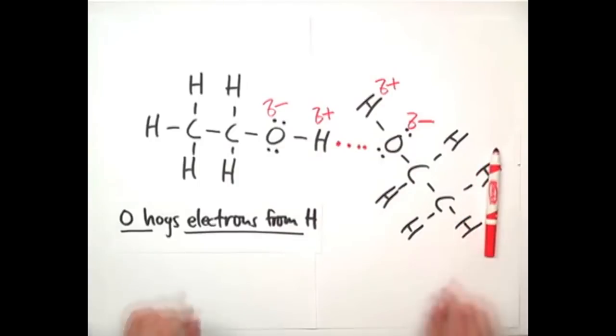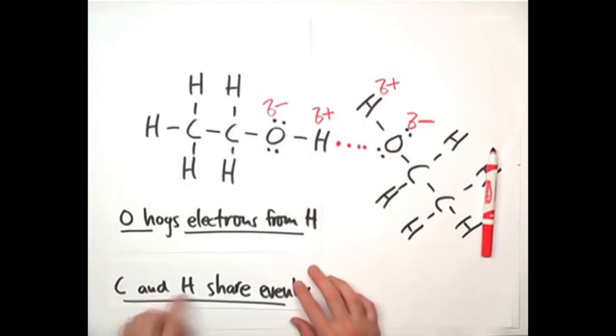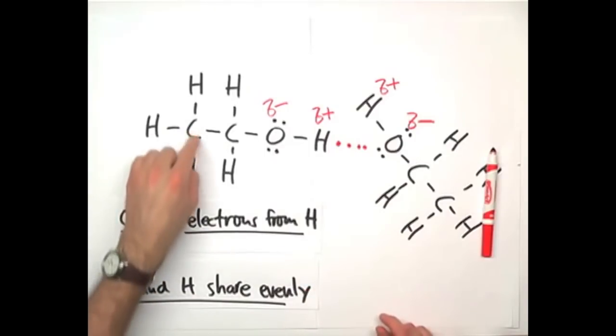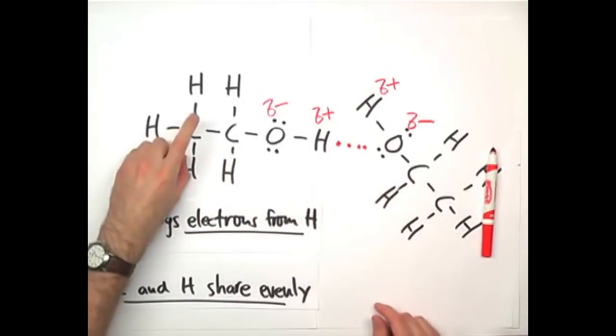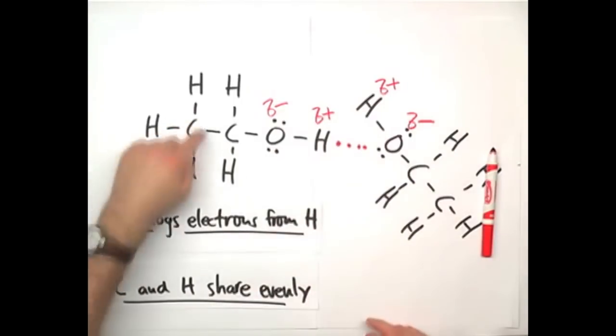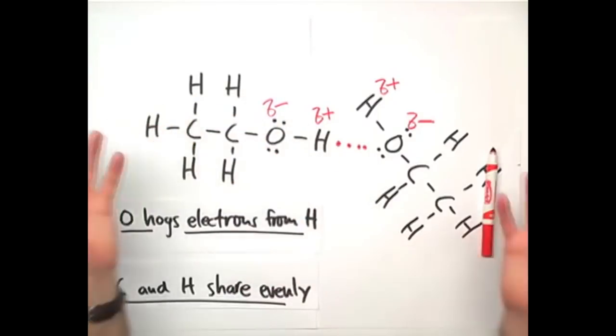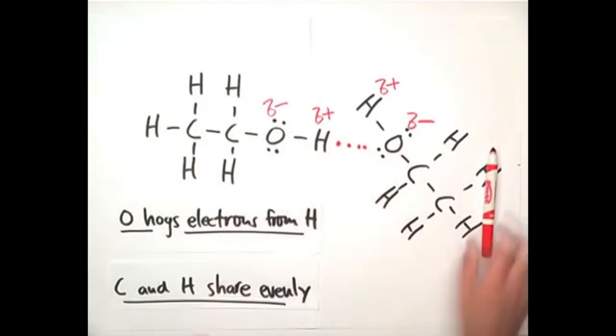Now here's the thing. Earlier I said that if an H is bonded to a C, it will not form a hydrogen bond. Here's why. It's because C and H share their electrons evenly in this bond. Because they're sharing them evenly, it's not possible for the C to become negative and the H to become positive, because the electrons are spending equal time with both of them. So you don't get these negative and positive charges when an H is bonded to a C. Since there are no charges, H's bonded to C's can't form hydrogen bonds.